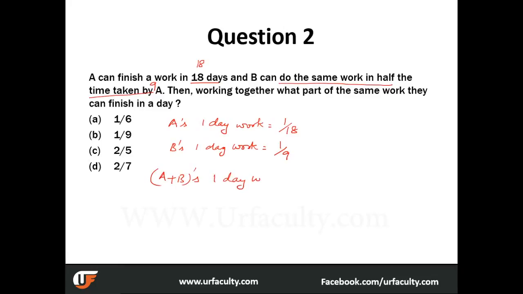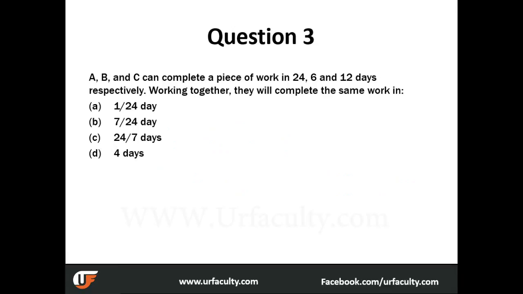So A plus B are going to work together and their one day work is equal to 1 by 18 plus 1 by 9. And what do you see? You just need to multiply this by 2 to make it common. 3 by 18 is equal to 1 by 6. That's the answer. Isn't it simple? Now moving on to the next question.